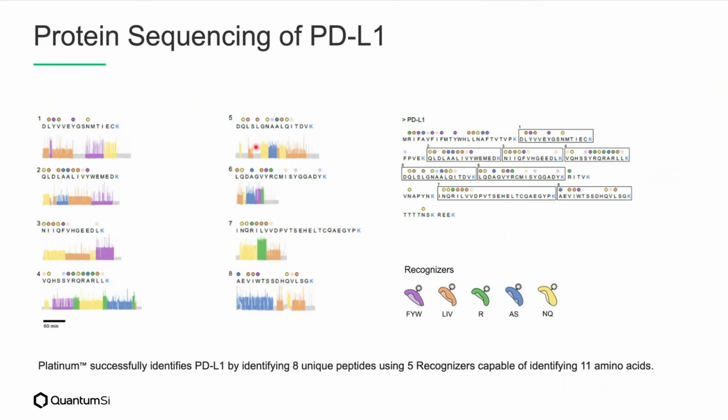Now, this is a use case of a single protein using our standard 5 recognizer mix, which includes recognizers that can recognize aromatic residues, hydrophobic residues, arginine, alanine, serine, or asparagine and glutamine. This is using a standard recognition kit, and we were able to identify 8 out of the potential 14 peptides within PD-L1 upon a LysC digestion.